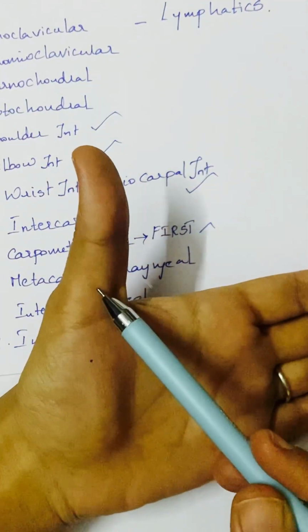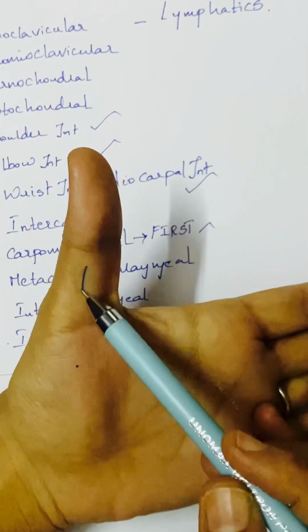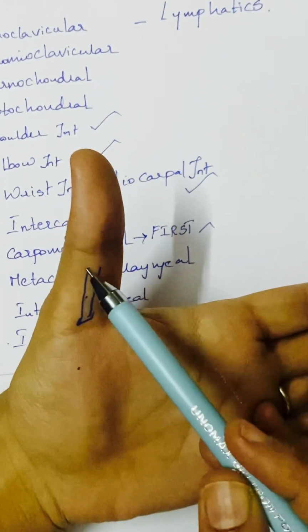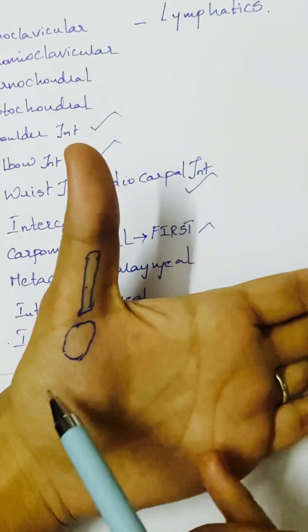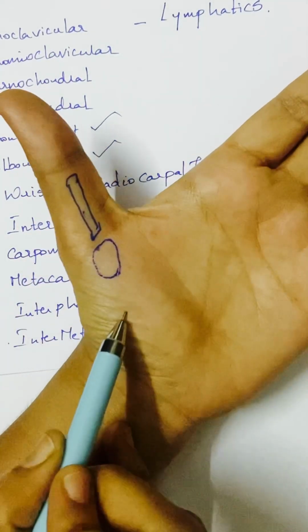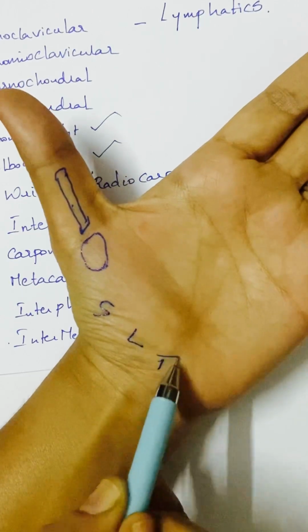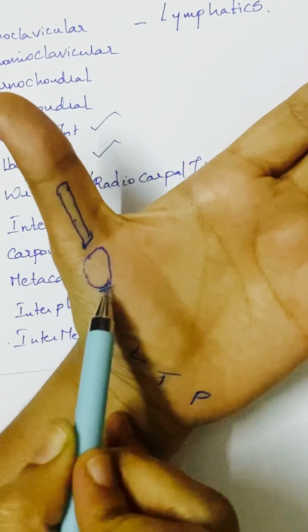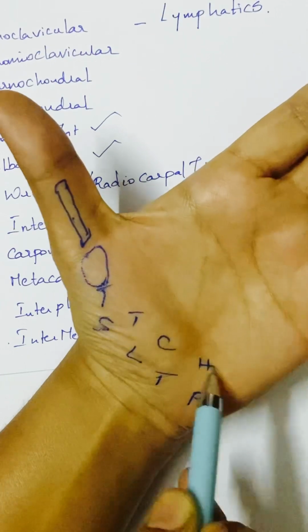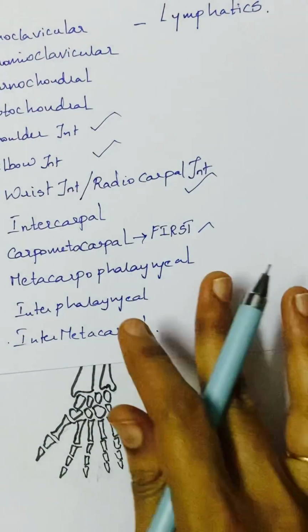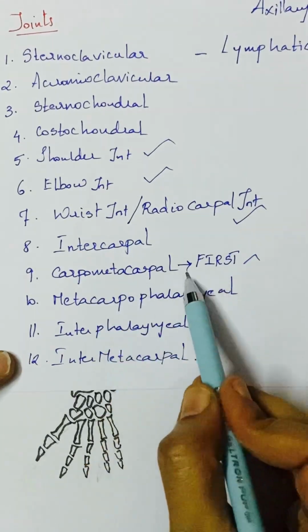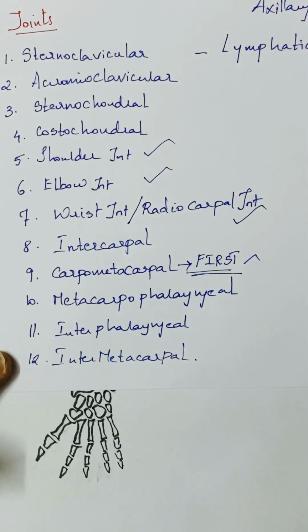So where is this first carpometacarpal joint? This is first metacarpal bone present in the thumb, which articulates with trapezium. So here we have 8 carpals from lateral to medial: scaphoid, lunate, triquetral, pisiform, trapezium, trapezoid, capitate, hamate. So the trapezium articulating with the base of first metacarpal is first carpometacarpal joint.